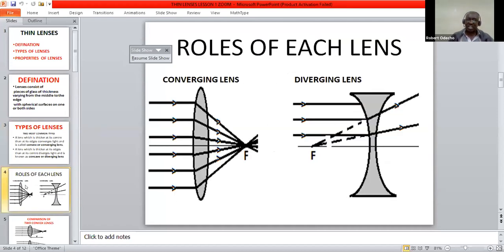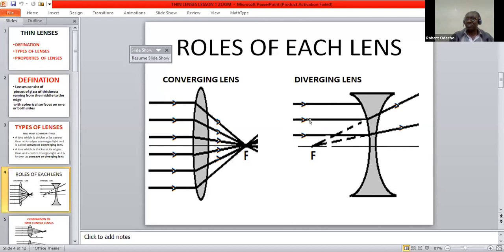Now, look at the definition. A converging lens converges. From the definition, I am now trying to make it clearer using diagrams. The rays that come to a converging lens are brought together, what we call convergence. You can check now.